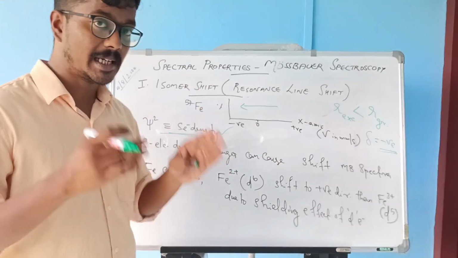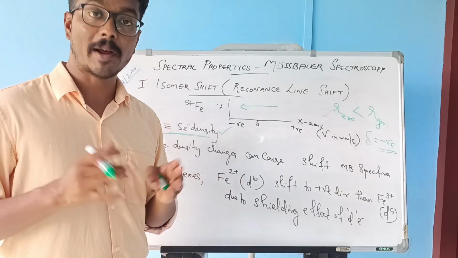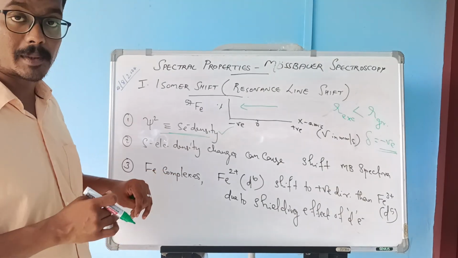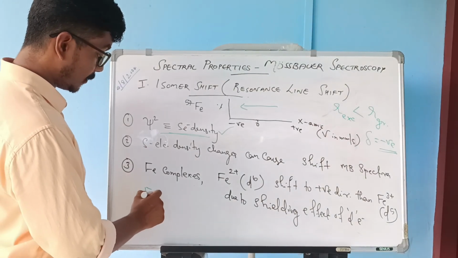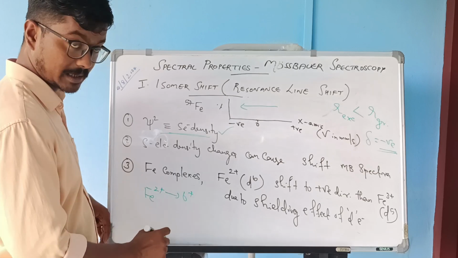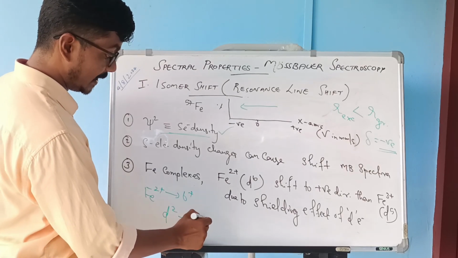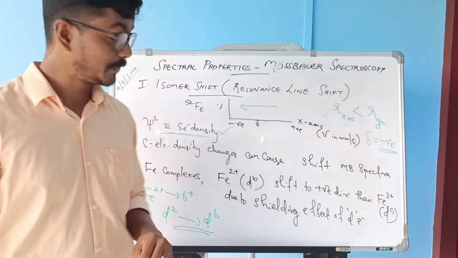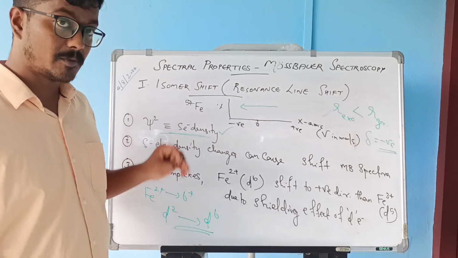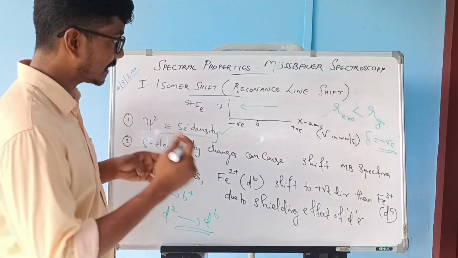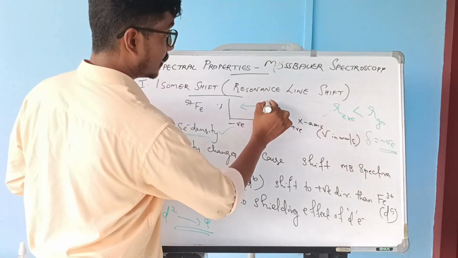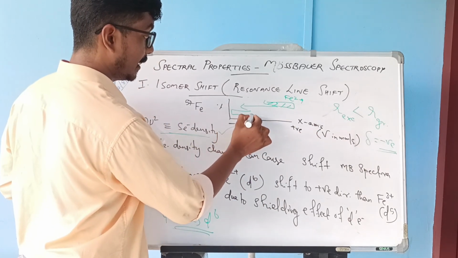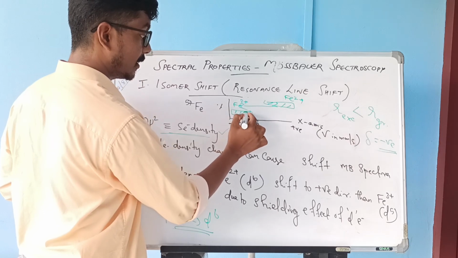Because iron 57 Mössbauer spectrometers are widely used, we have to learn more about these iron complexes. Iron forms Fe2+ and Fe3+ complexes. So it can form d2 to d6 coordination states, right? When we take Mössbauer spectra of iron complexes, what exactly happens? Fe2+ gives a spectrum in the positive direction, whereas Fe3+ gives a spectrum in the negative direction.